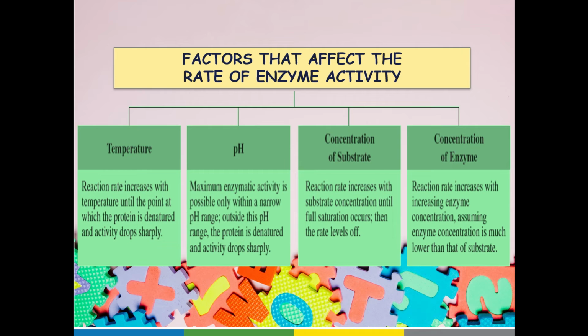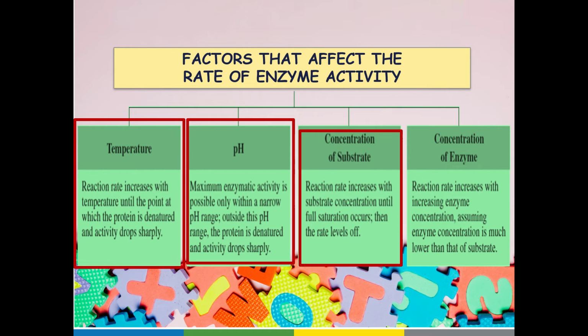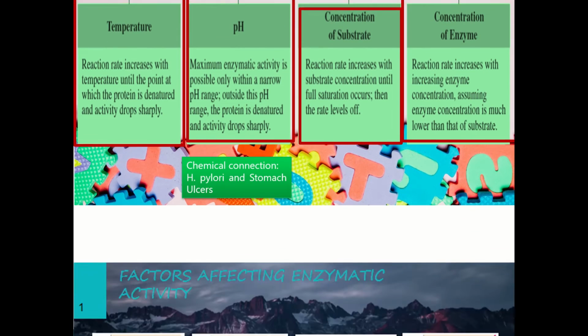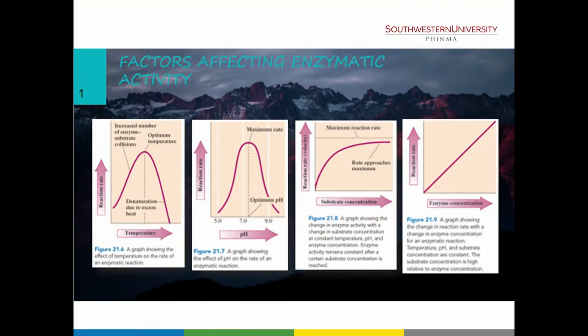Let's now proceed with the factors that affect the rate of enzyme activity. We have the following factors: the temperature, the pH, the concentration of substrate, and lastly the concentration of enzyme. To further understand, let's look at the graph.